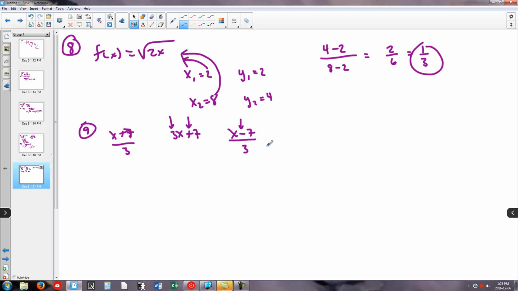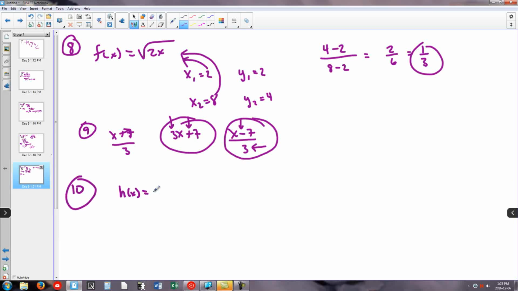I see the subtraction by 7. I see the division by 3. So I think that there's a really high chance that those two are the inverses. Question 10, we want to graph h of x equals (x minus 3) cubed minus 2.